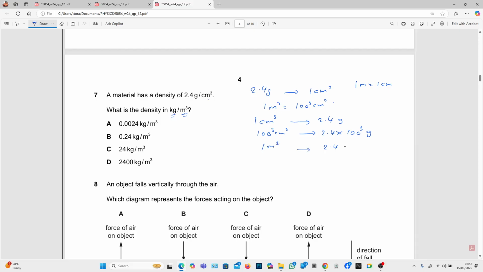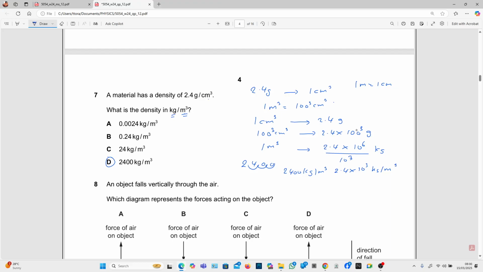It's going to be 2.4 times 100 to the power 3, which is basically 10 to the power 6. Then divide by 1000, which is 10 to the power 3, to get kilograms. So this is 2.4 times, you just take away 3 from there, so that's 10 to the power 3 kilograms per meter cube. What is 2.4 times 10 to the power 3? It's 2.4, 1, 2, and 3. So that's going to be 2,400 kg per meter cube. So the answer turns out to be D.